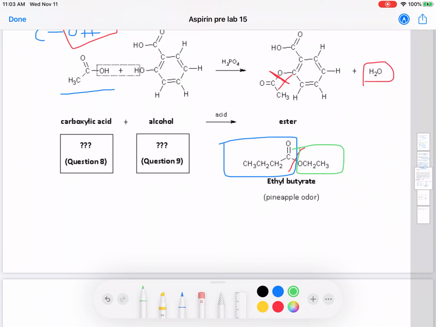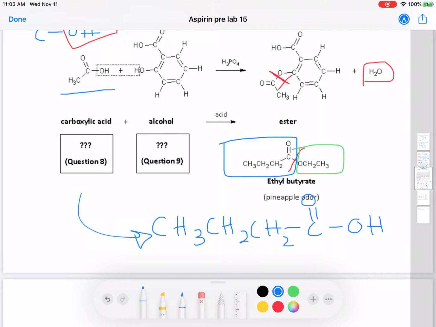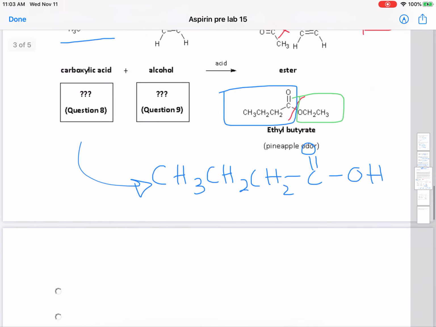So the carbonyl group, the question 8 answer is asking what is the carboxylic acid involved. So your carboxylic acid would be CH3, this part, the blue color one, CH3, CH2, CH2, CO. Not only that, the acid functional group comes from that side, OH. And from the green, that is the question 8 answer. So you have to choose from the given choices.